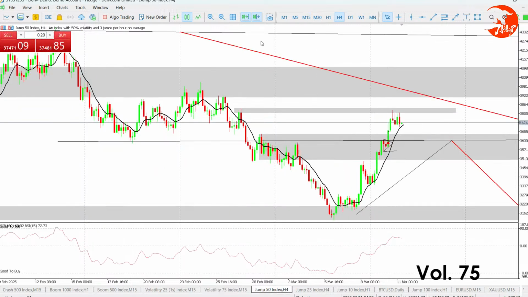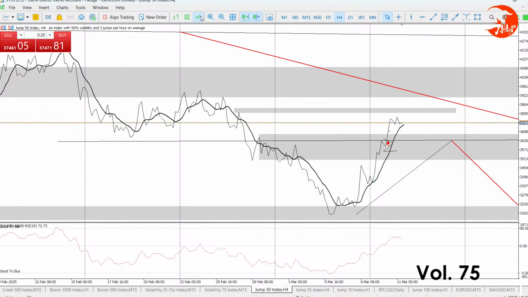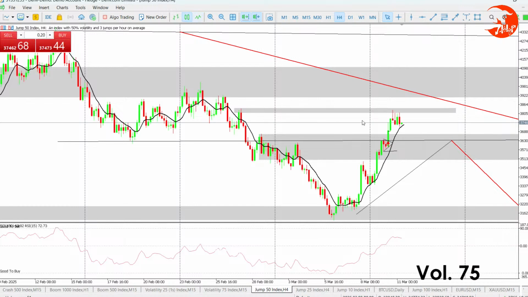That is V75. Let's now head to jump 50. What were we looking for on jump 50? Where are my setups? Okay, it has come back to that resistance level right there, and clearly it is giving us an M formation. So the way the next candle closes can be much more significant, because we need to see the breakout right there. We need to see that kind of breakout if we are going to sell it.